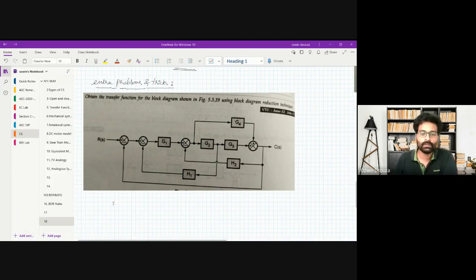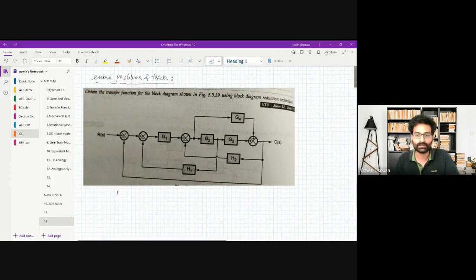Good morning, everyone. Today, let me teach you a shortcut method to find the transfer function of a block diagram. This shortcut method is quite useful in competitive exams, for example, GATE.